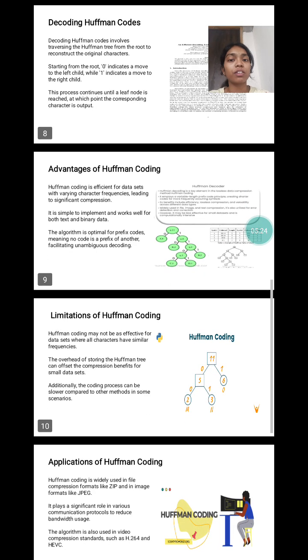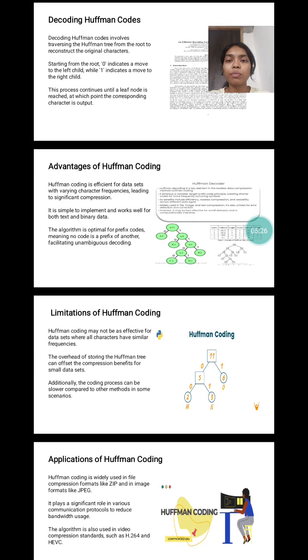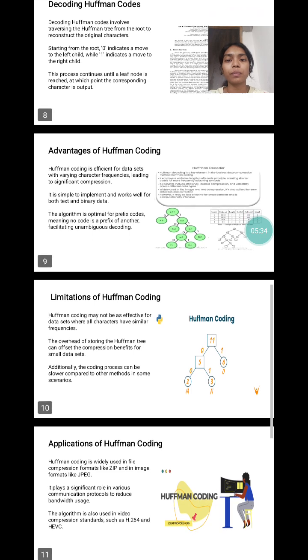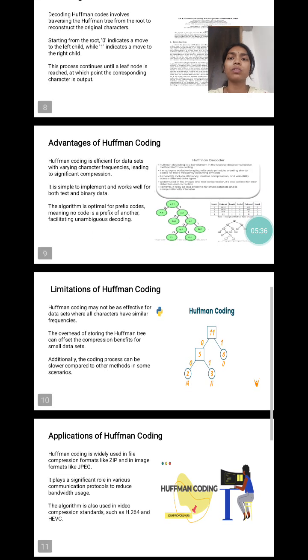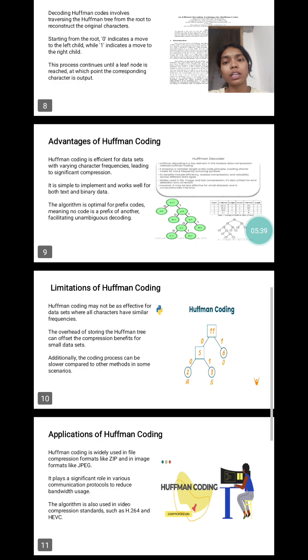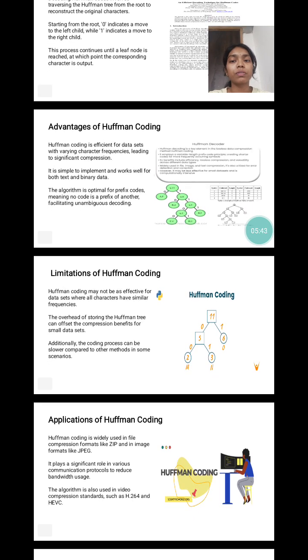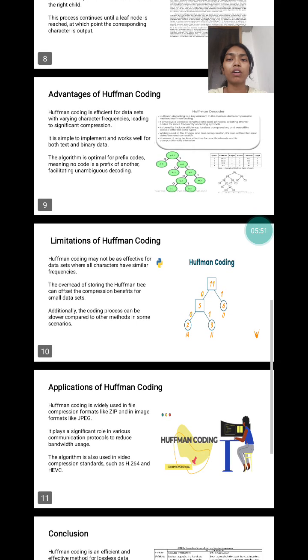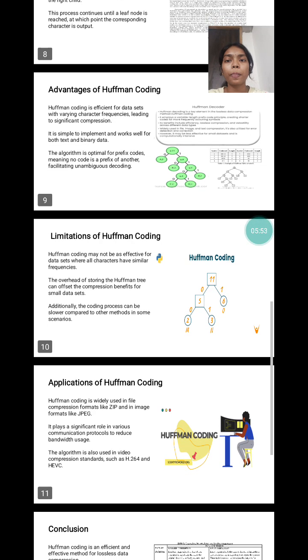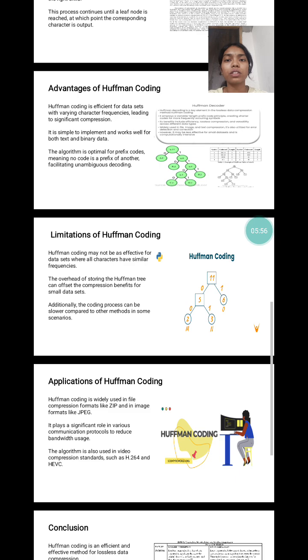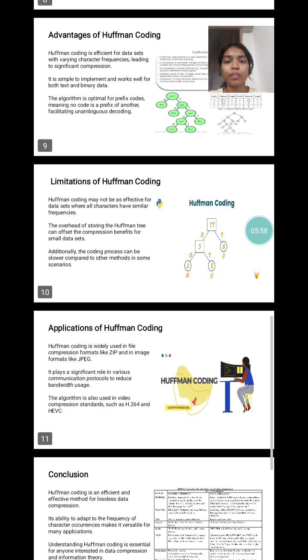Now, what are the advantages of Huffman coding? Huffman coding is efficient for data streams with varying character frequency, leading to efficient compression. It is simple to implement and works well for both text and binary data. The algorithm is optimal for prefix codes, facilitating unambiguous decoding.